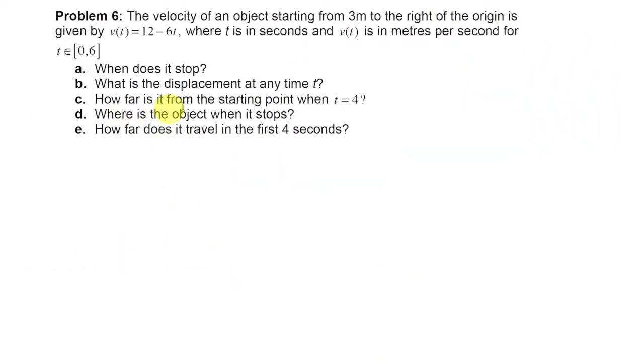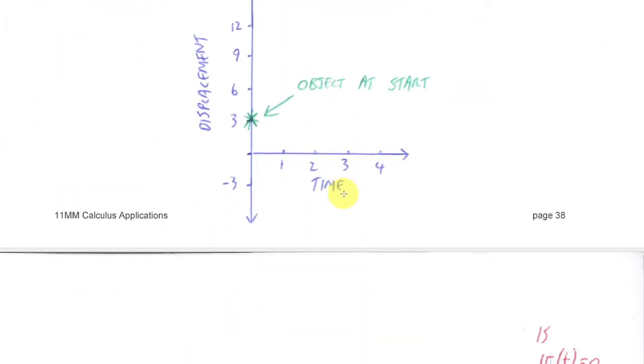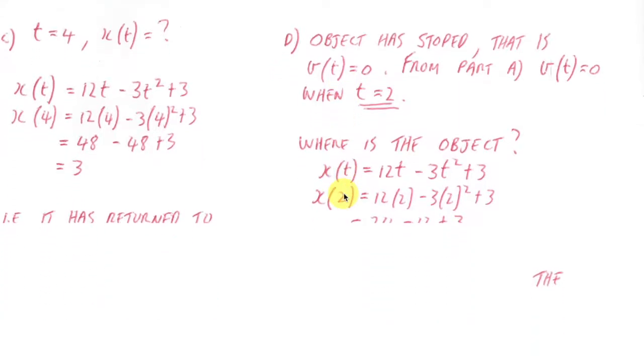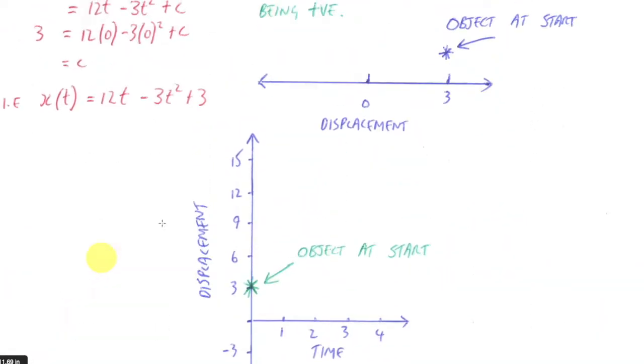C. How far is it from the starting point when t equals 4? So now what I need to do is substitute time equaling 4 seconds into the found displacement function. So for C, I've got time equaling 4. I need to work out what the displacement is, and you can see it's 3. Now that is exactly the same as what it was at the beginning. So we've moved 0 meters away. Remember that this is our starting point, and then at the 4-second mark, I'm also there.